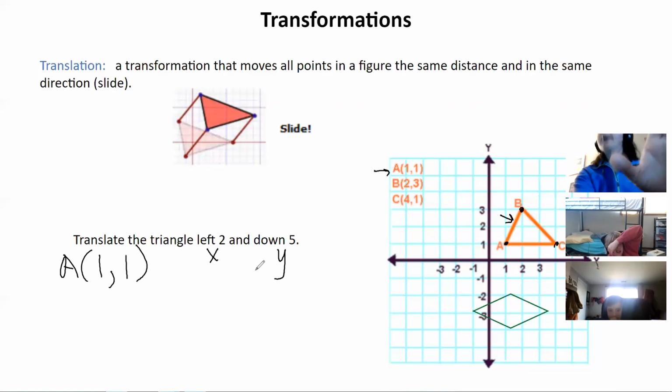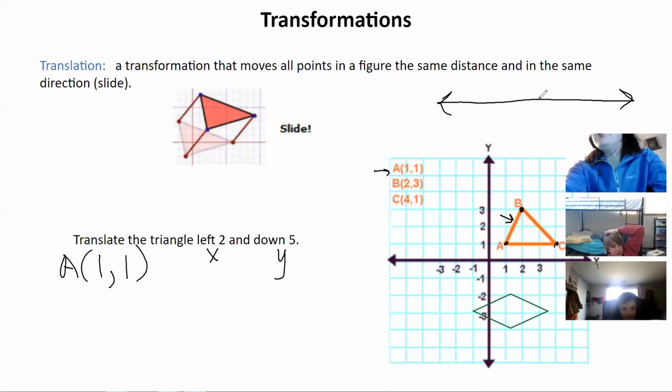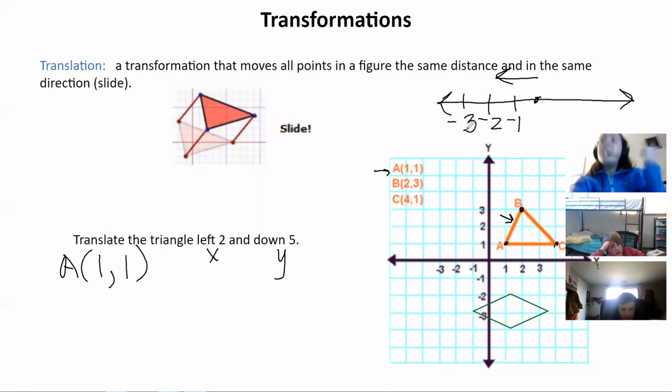It would be subtracting. And here's why, Vivi. Here's how you can kind of keep it straight. Oh, I thought you said right. Oh, yeah. It would be left 2. If we went right, we would add. But left means, if you think of a number line, anytime you go to the left on a number line, you're getting more negative. Yeah, she's on fire. Woo! Go, Kira. So we're going to go left 2.